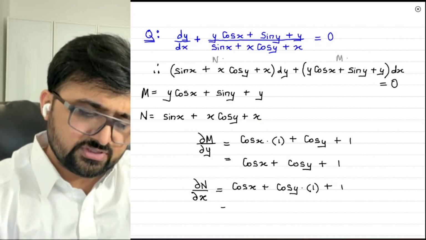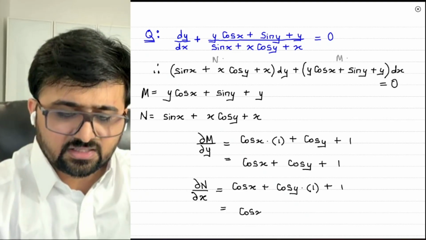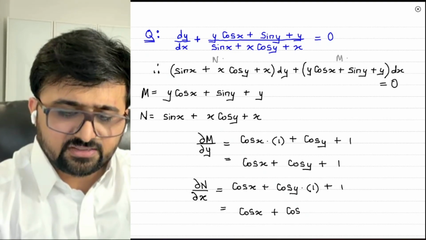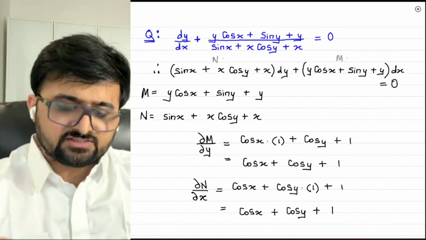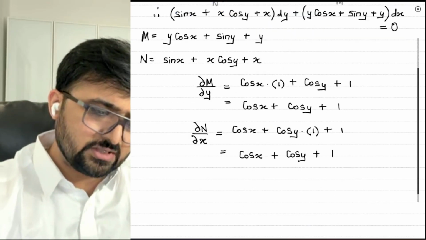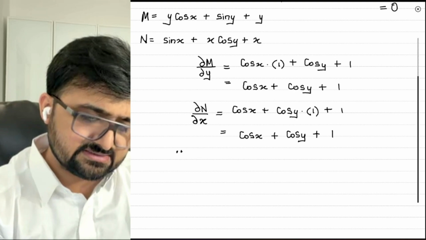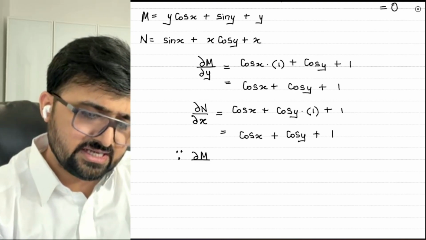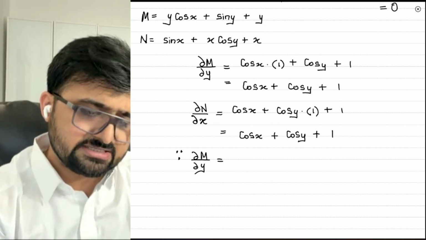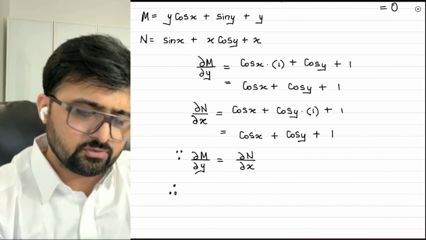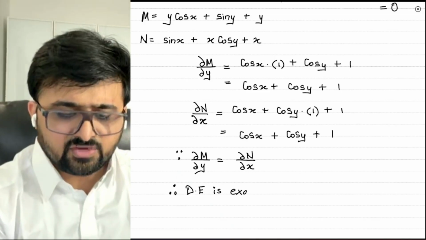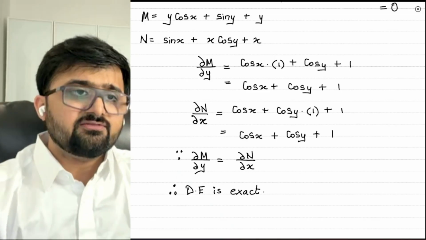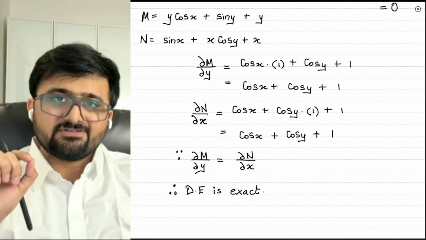So if you notice, this is the same thing. You have cos x plus cos y plus 1. So you have those two equations. Notice that those two are equal. Since delta m by delta y is equal to delta n by delta x, our differential equation is exact. Because that condition is satisfied, we can say that the differential equation that we have is an exact kind of differential equation.